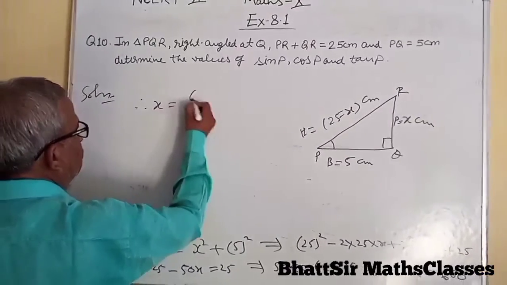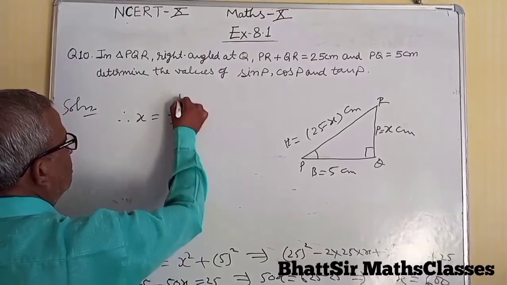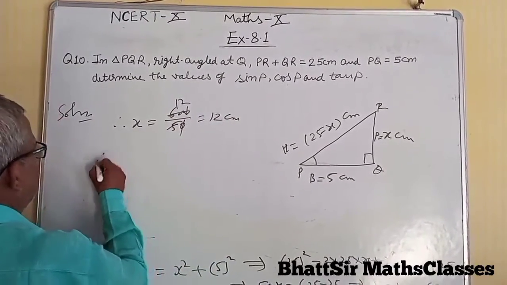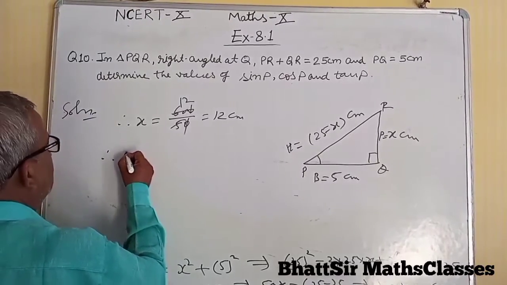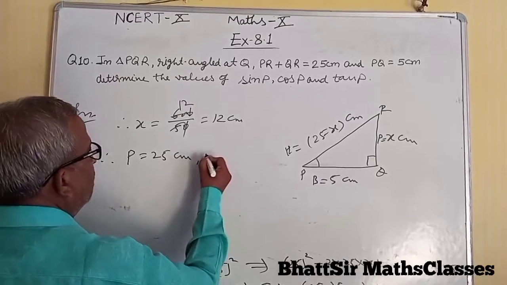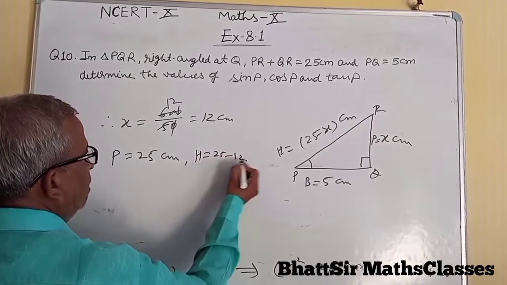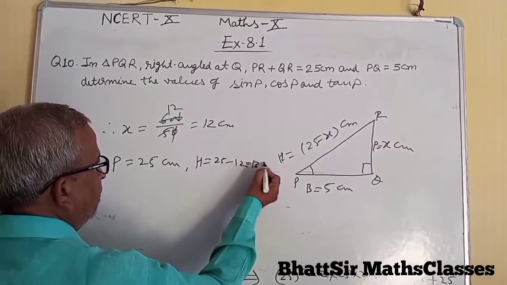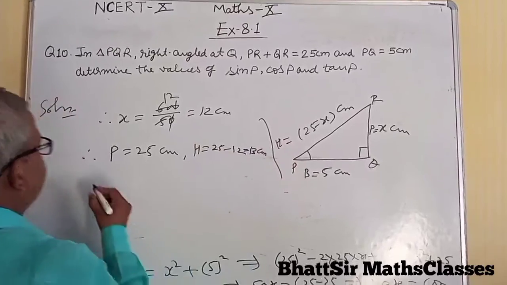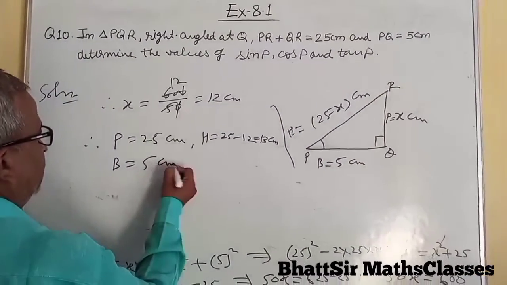Therefore, x equal to 600 upon 50. Cancel out, 12 centimeter. Therefore, PR equal to 25 centimeter and hypotenuse equal to 25 minus 12 equal to 13 centimeter, and base equal to 5 centimeter.